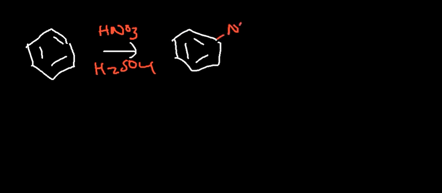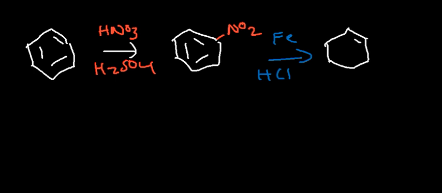So now we have our NO2 group. And then once we add iron metal with hydrochloric acid, it reduces into an NH2 group. Now here's the issue. The NH2 has a lone pair here. And if we react it with the acid chloride, it's going to become deactivated.